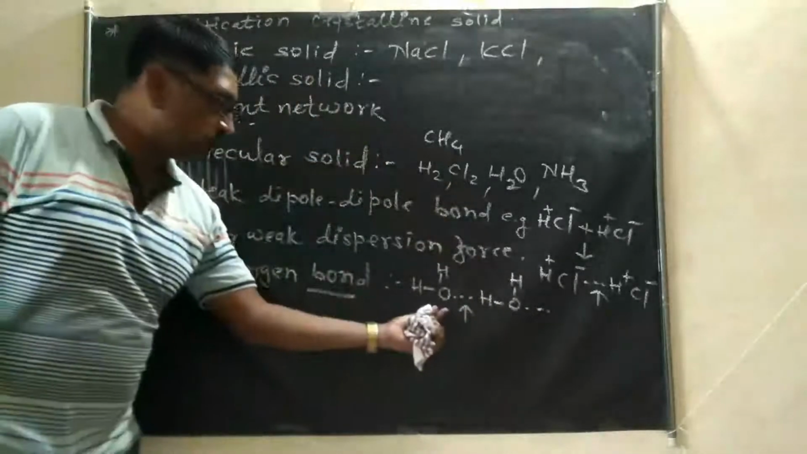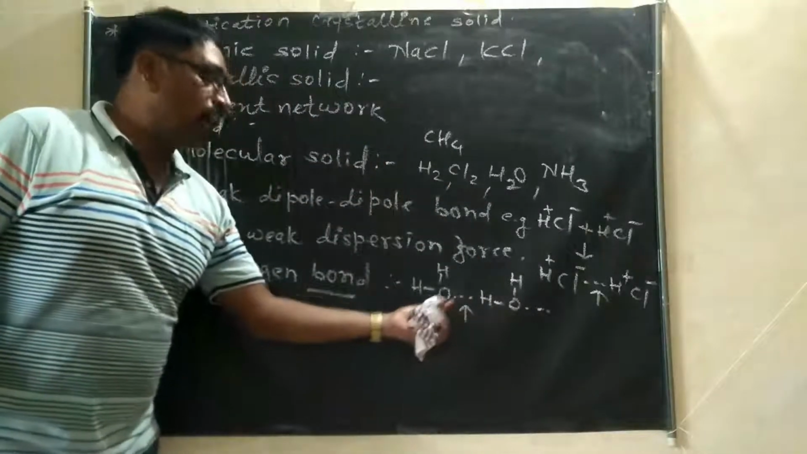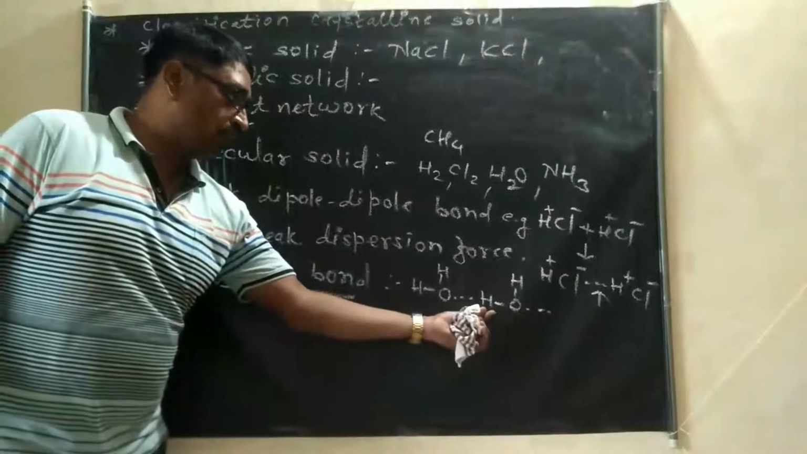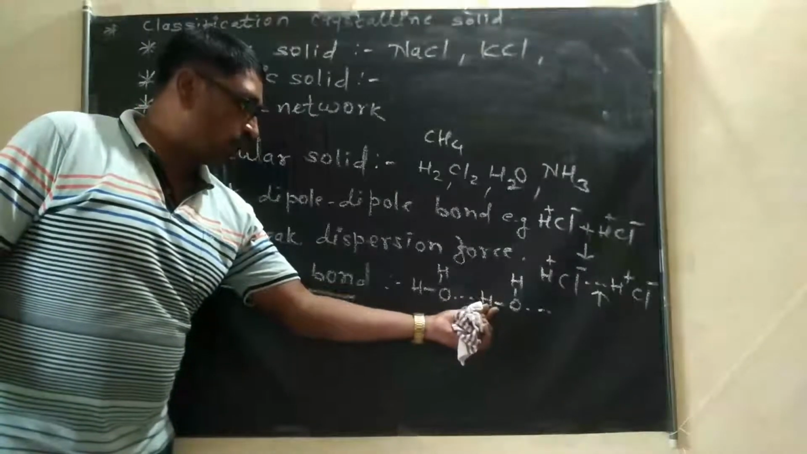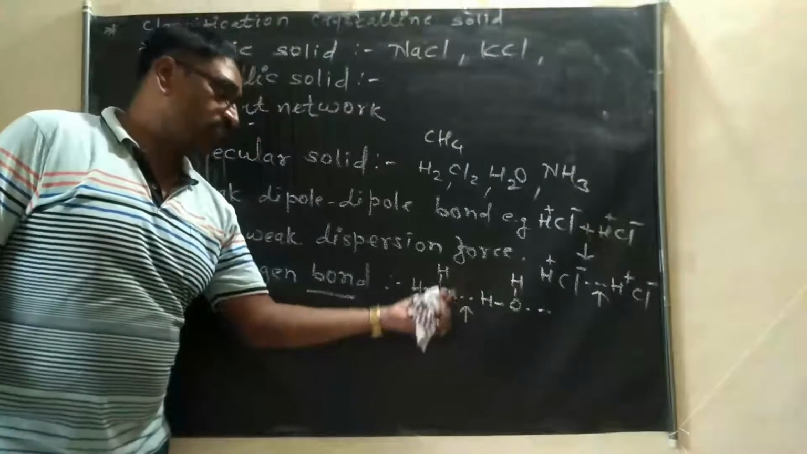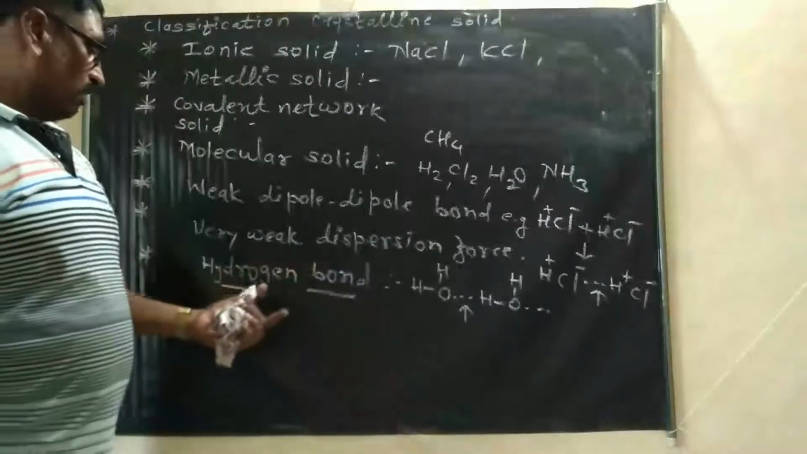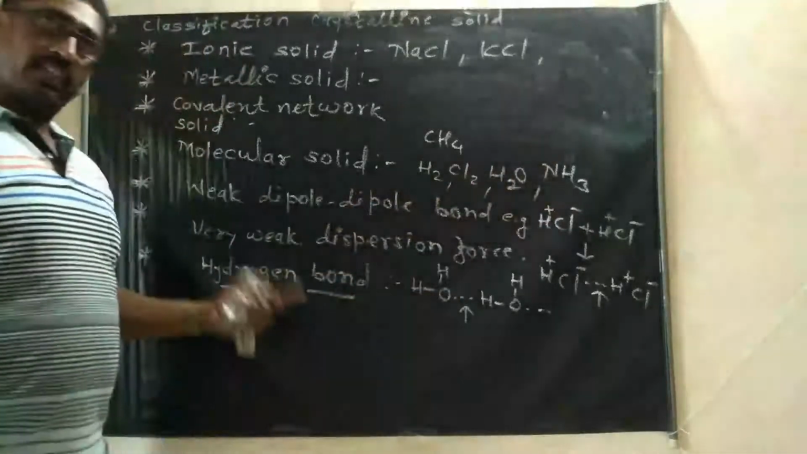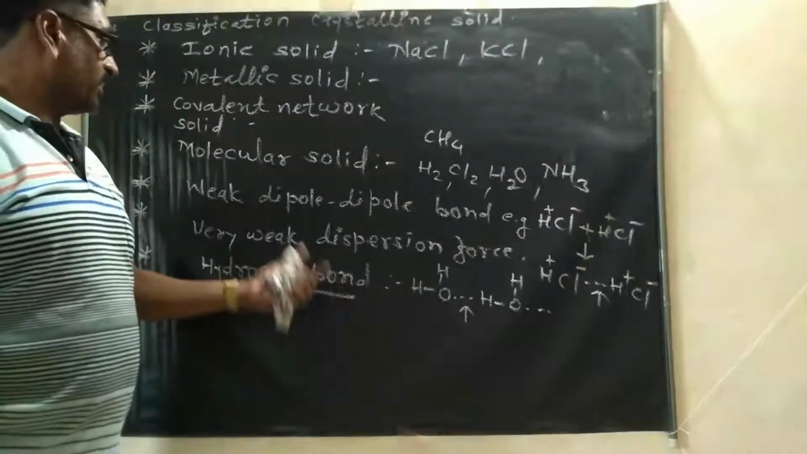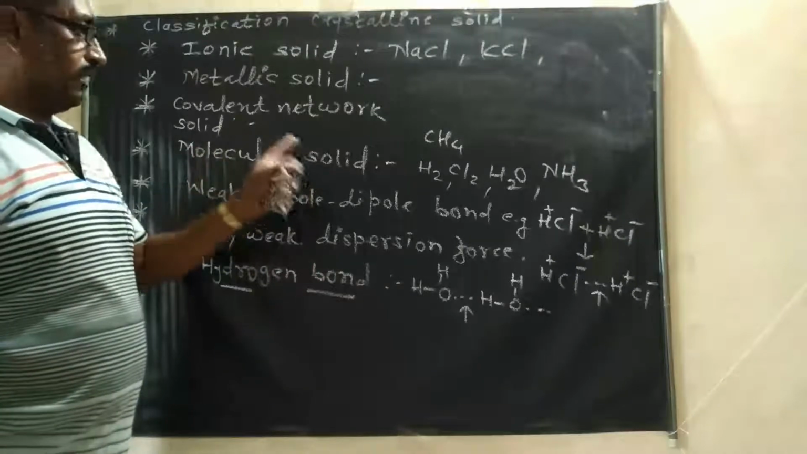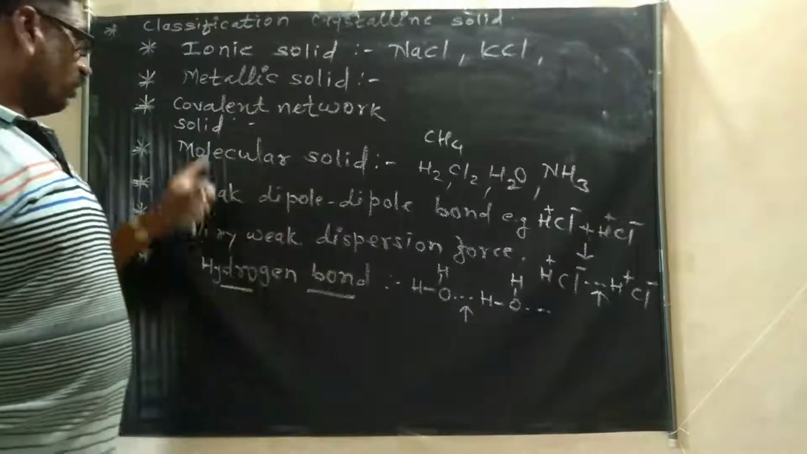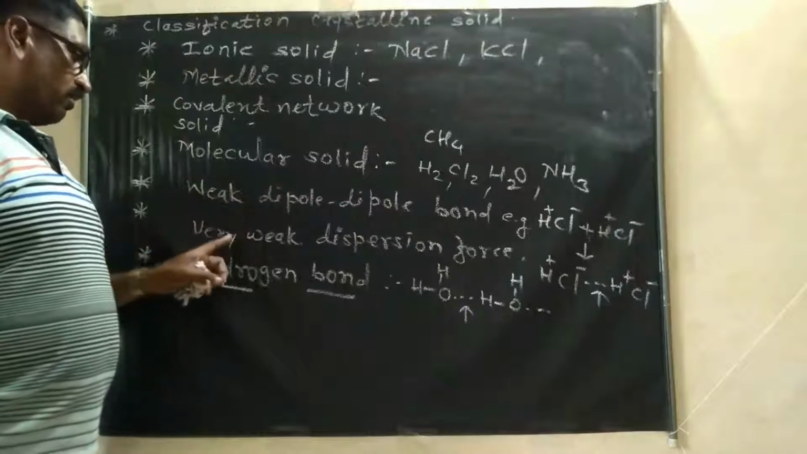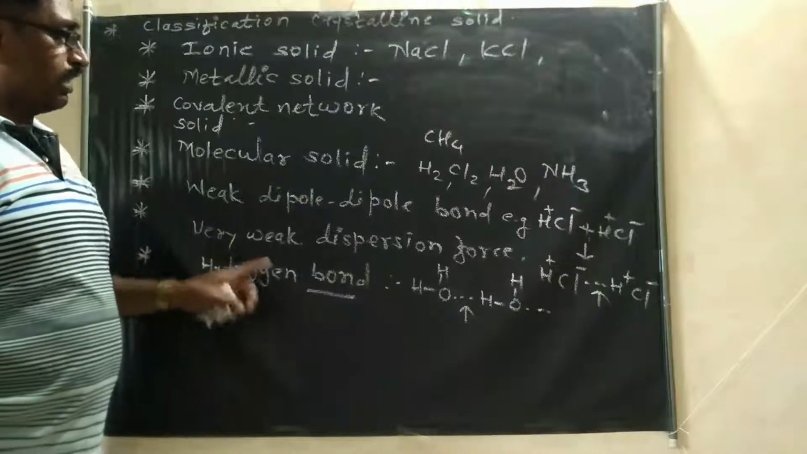The more electronegative oxygen atom of one molecule attracts the more electropositive hydrogen of a second H2O molecule to form a hydrogen bond. Such types of bonds are present in H2O, NH3, HF. That is called a molecular solid. A molecular solid contains weak dipole bonds, very weak dispersion forces, and hydrogen bonds.